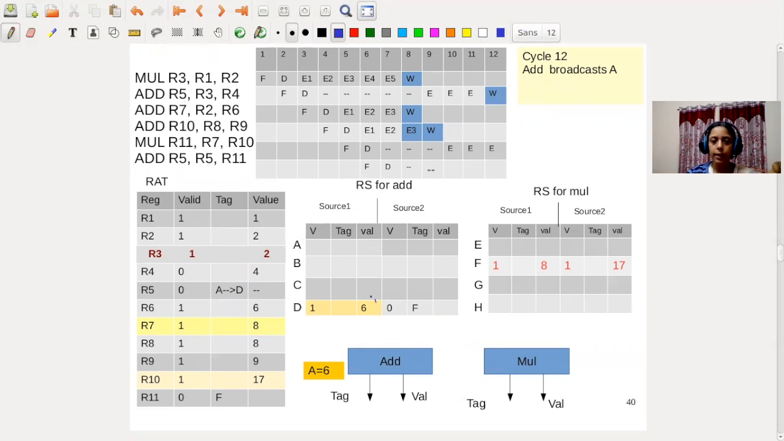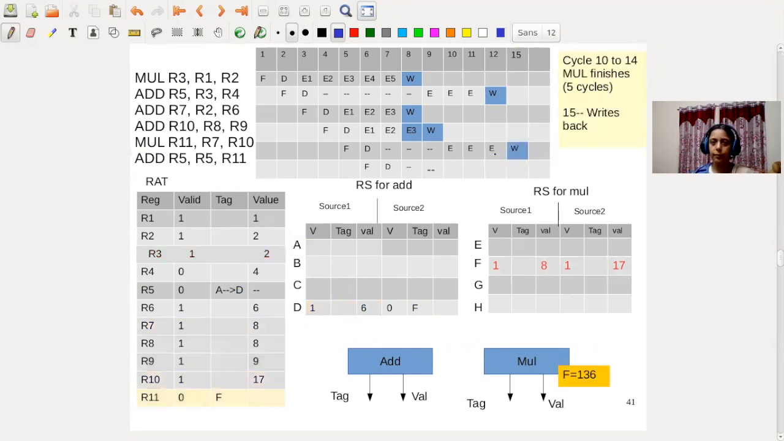So I'm updating this reservation station to its value, and then we have freed up the A reservation station. Now this D, if you see, the destination is R5, which means this particular instruction is still waiting because the previous one is yet to complete. That is, this mul is yet to complete. So that is continuing to execute.